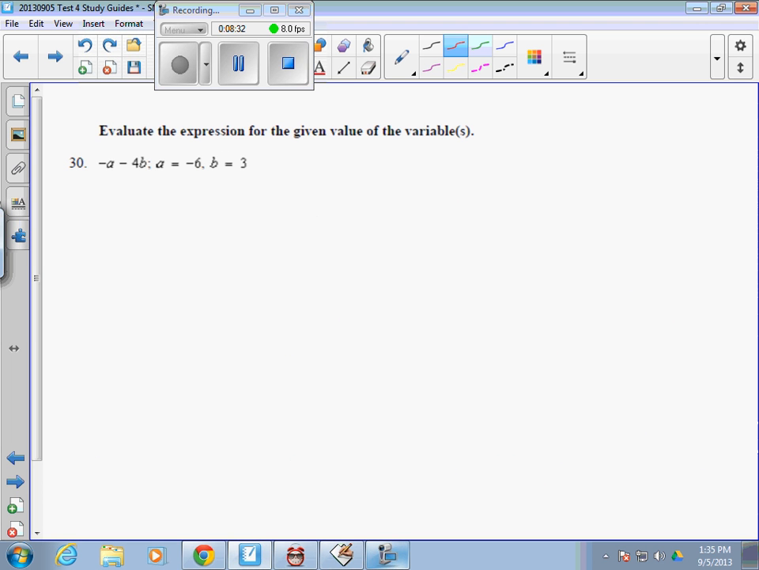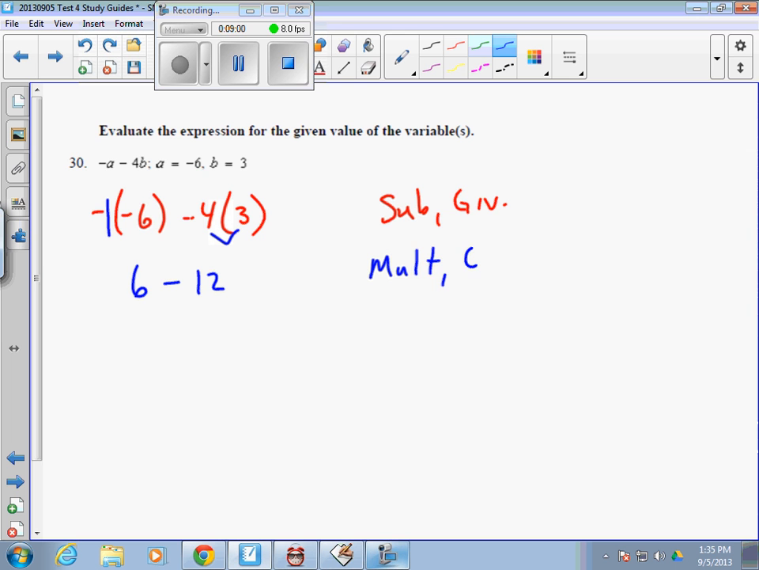Number 30 says evaluate the expression given the variables a's value is -6, b's value is 3. So negative a's value is -6. -4 times b's value is 3. All we did right there was substitute in given values. -6 is the same thing as -1 times -6, which is a +6. -4 times 3 is -12. All it is multiplying because of order of operations. 6 minus 12 is -6. That's subtracting, order of operations.